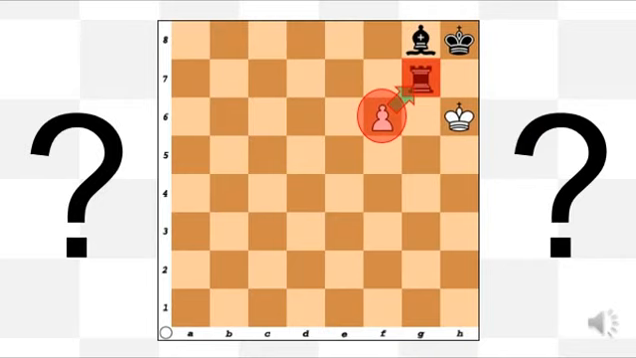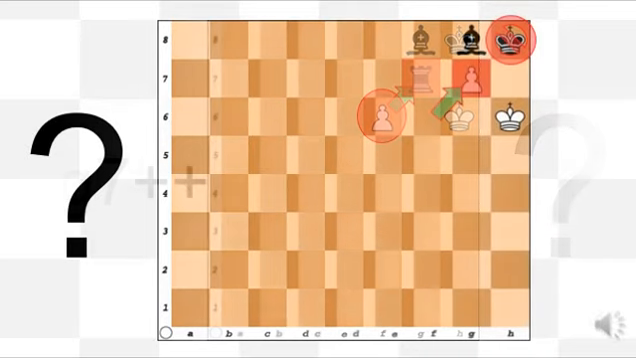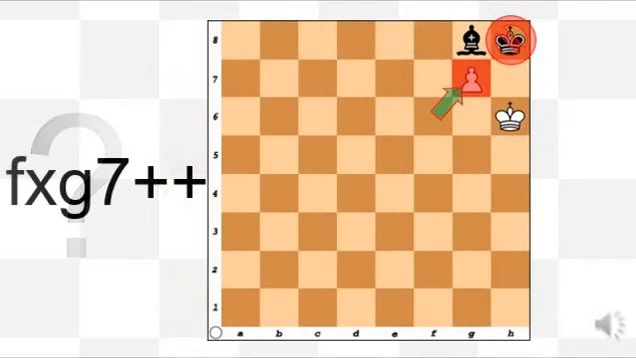Here's another tricky one. What would be the notation for this move? The white pawn on f6 is capturing the black rook on g7 to put the black king in checkmate. The notation would be fxg7 because a pawn with file f is capturing a piece on the space g7, and then plus plus because the black king has been put in checkmate as a result of that move.